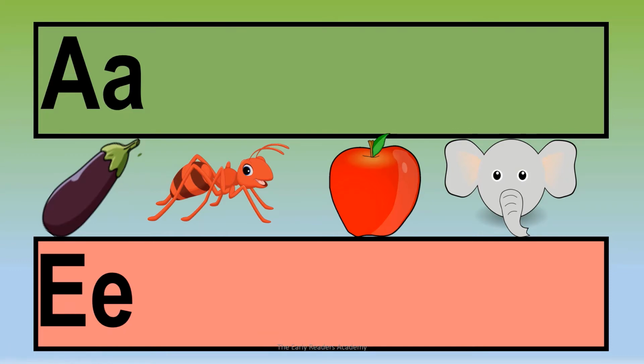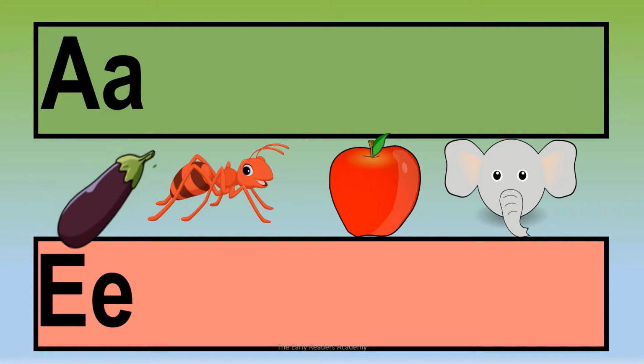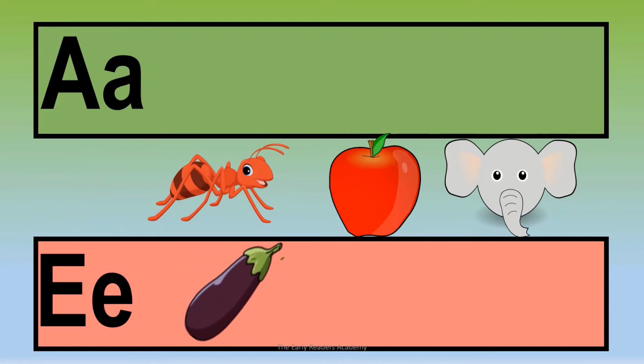Let's put the pictures inside the box of their beginning sound. Let's begin with eggplant. What is the beginning sound of eggplant? You're right. Eggplant begins with E. Next, we have ant. What is the beginning sound of ant? That's correct. The beginning sound of ant is A.